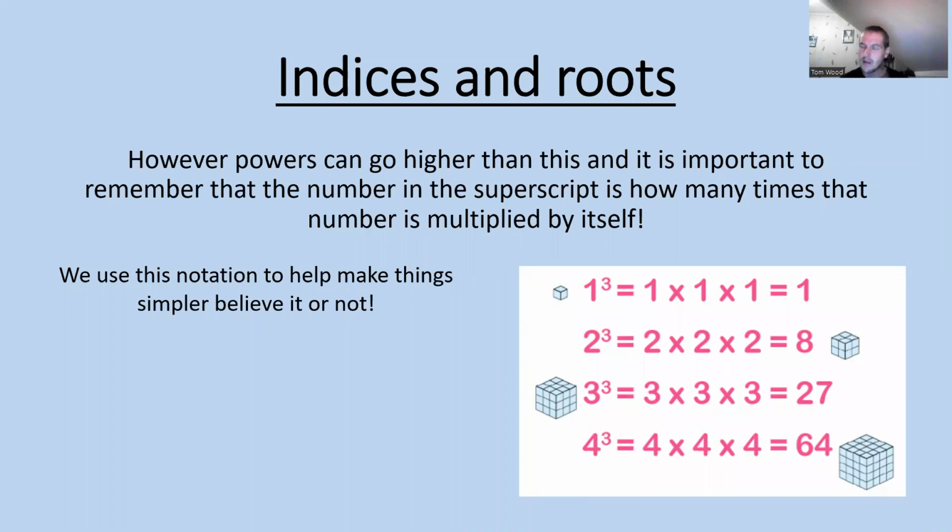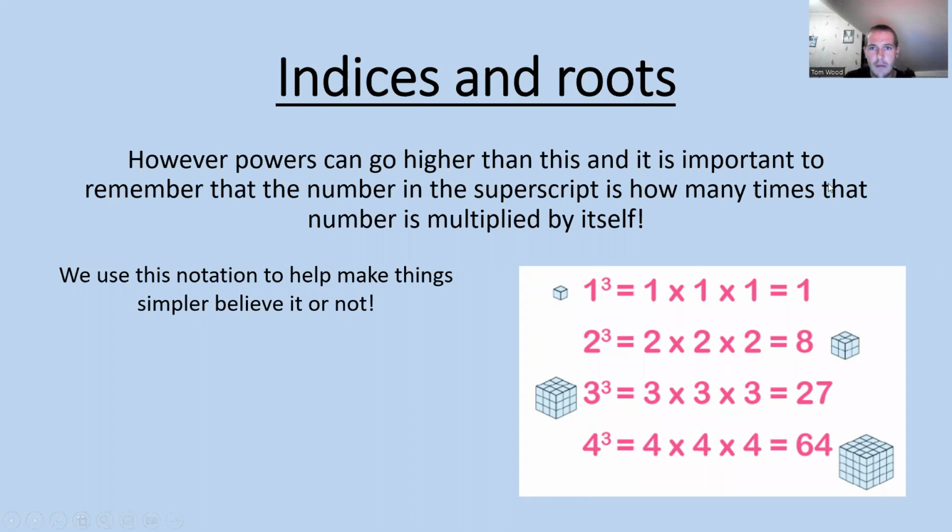You might see the indice in a sum, but it will just normally be a small 2. And all the examiner wants to know is that you are comfortable with that superscript there, which means that it is not just 2 lots of it, that it is a number multiplied by itself.